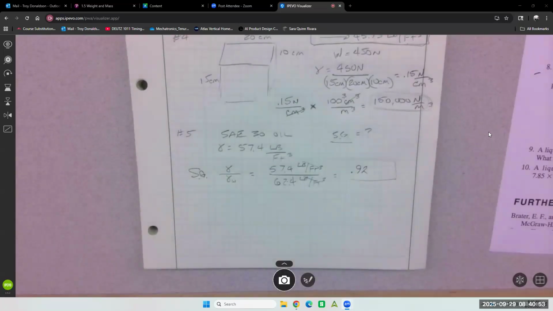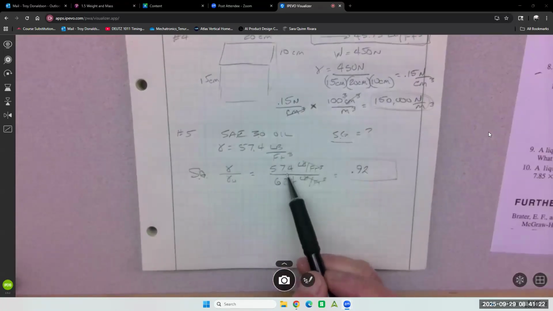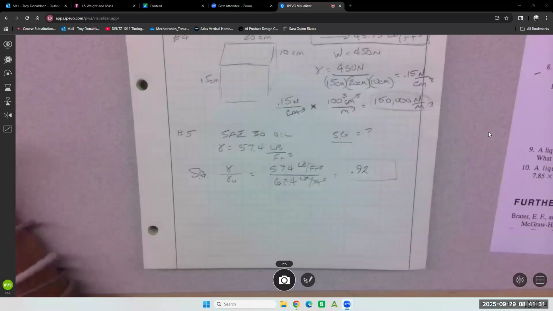So if you have numbers greater than 1, then you have a substance that is heavier per unit volume than water. If you have a number that's less than 1, then it's a substance that is lighter than water. So when we talk about buoyancy and things floating, what kind of substances float on top of the water? Well, oil does. If you put oil in water, it floats on top, right? That's because it's less than 1. If you have a substance that has a specific gravity greater than 1, then that's going to sink to the bottom of the ocean type of thing.